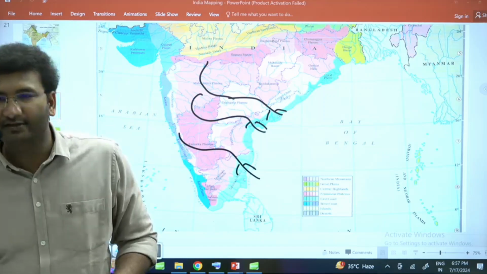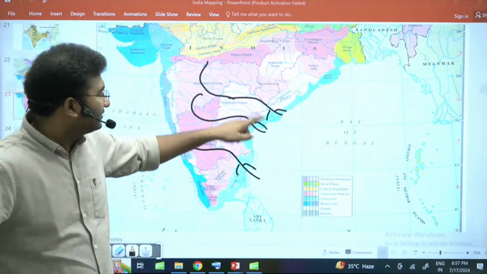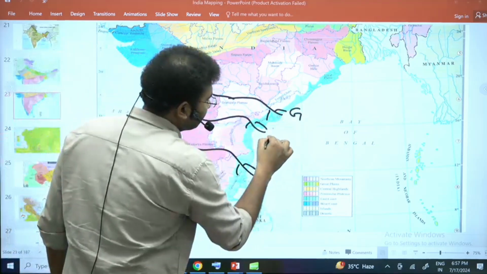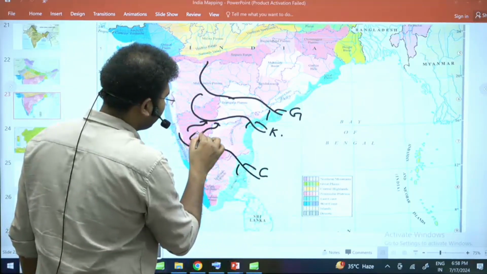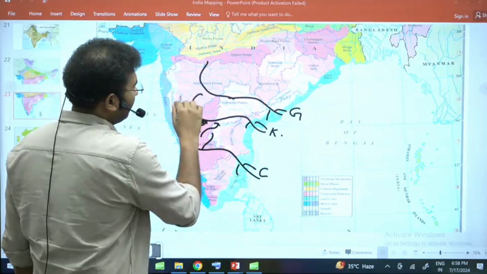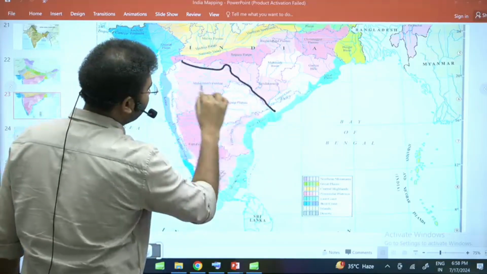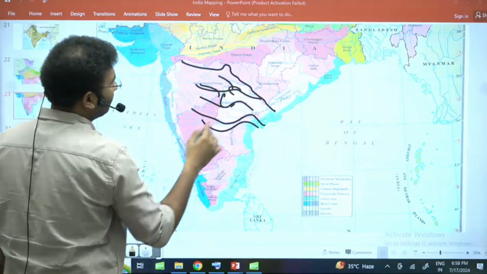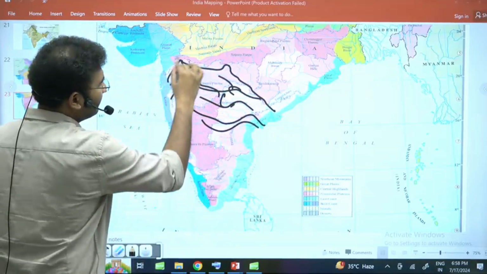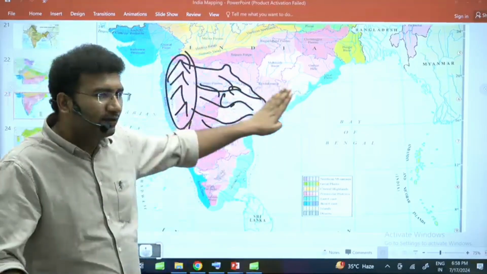Now the issue is, look, you found this is the Godavari river, this is the Krishna river, this is the Kaveri river, and the Tungabhadra river also will be there. Here Tunga and Bhadra. Like that, look at this. If I am drawing these lines, these are many rivers present in this area, with small rivers, and all of these rivers originate in the Western Ghats. So they keep on flowing.